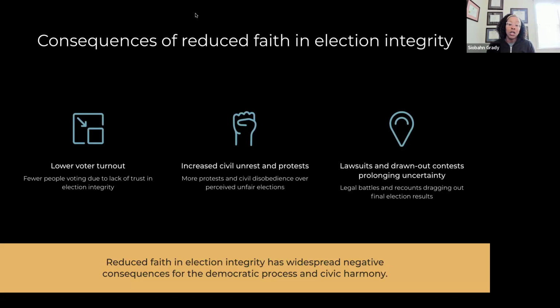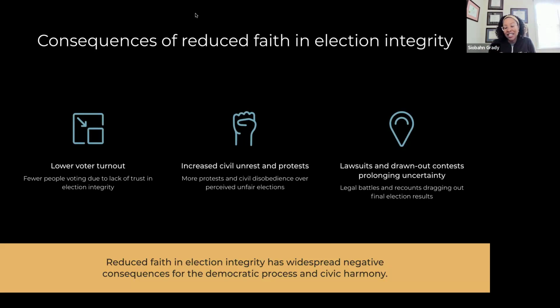And then also lawsuits that are drawn out and contested, legal battles, and again, I think about our last election, having ballots recounted. What should happen is we just have to accept the outcomes of our elections, but we don't want AI to be used in a way that is making all of these issues worse.